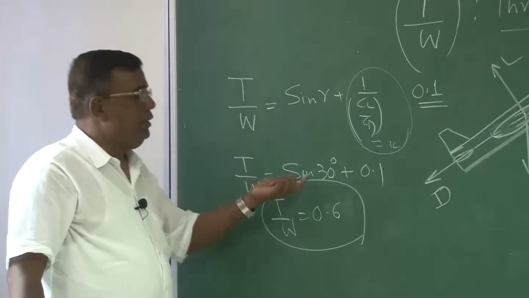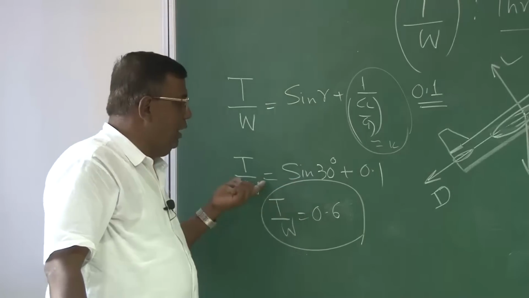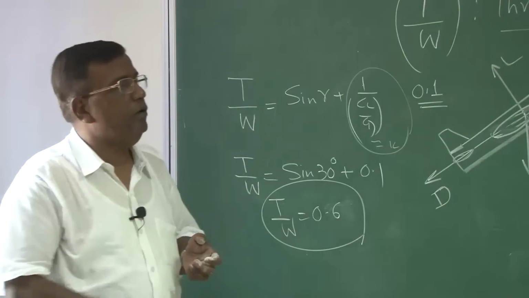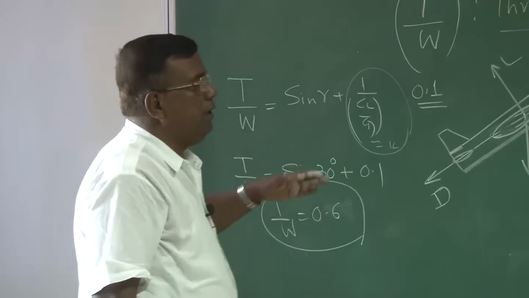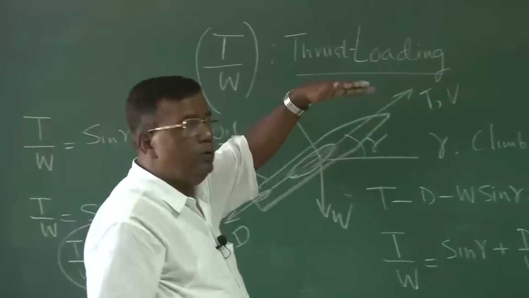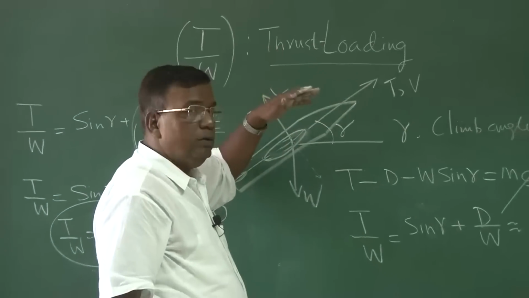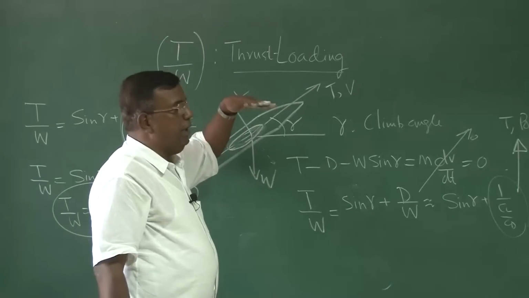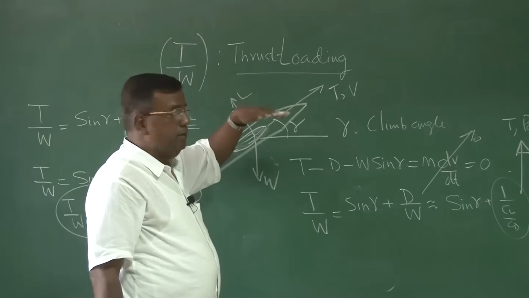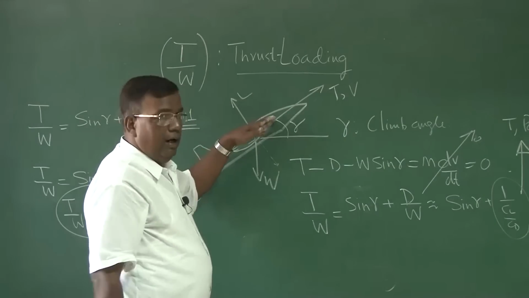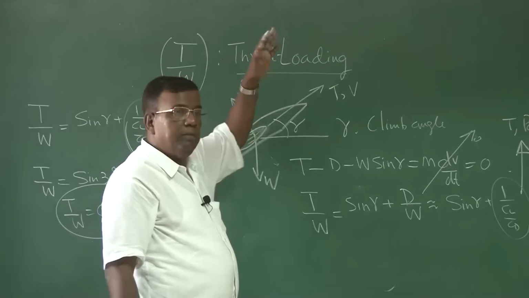If I am climbing at a smaller angle, accordingly I know what is the T by W required. Because thrust is primarily required for climbing. For cruise, the thrust requirement will be much less. Because in the cruise, thrust will try to only balance the drag of the machine. But while climbing, it will not only try to overcome the drag, but also take the weight upward.